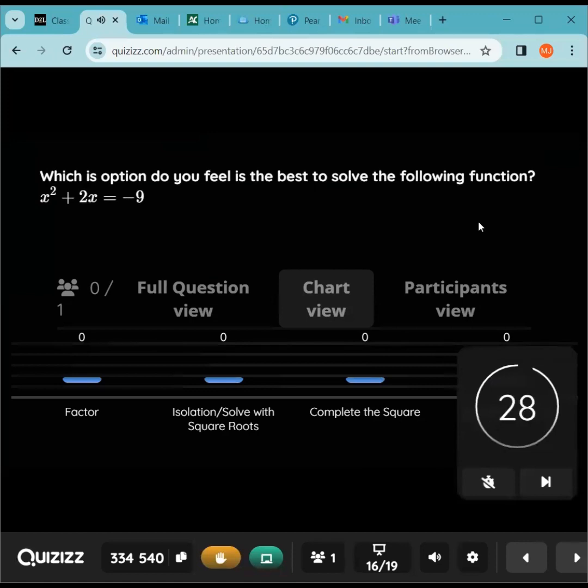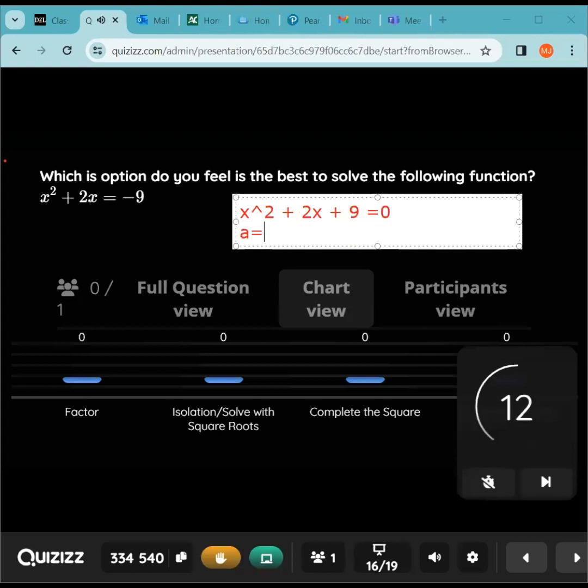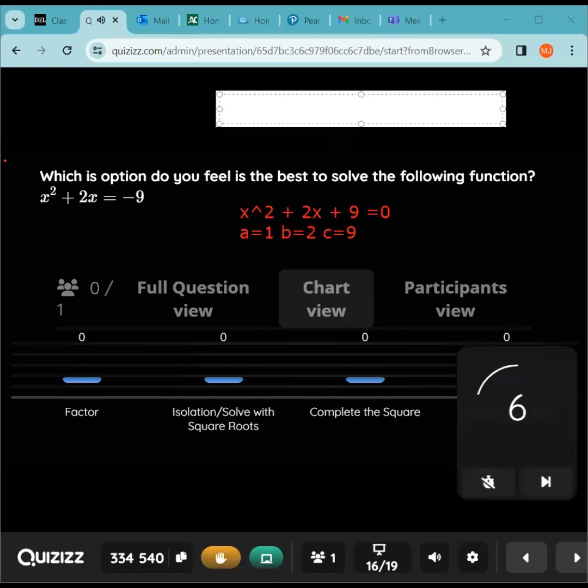Which option do you feel is the best to solve the following function? So I would say quadratic formula here. I would say that's the best option. So x squared plus 2x plus 9 equals 0. A is 1, B is 2, C is 9. So I'd recommend that. And then you'd plug it into this equation.